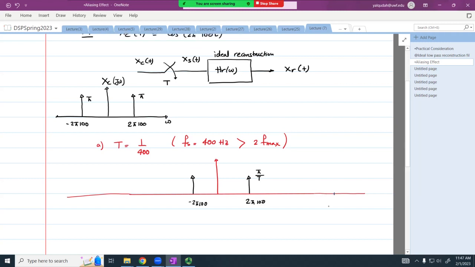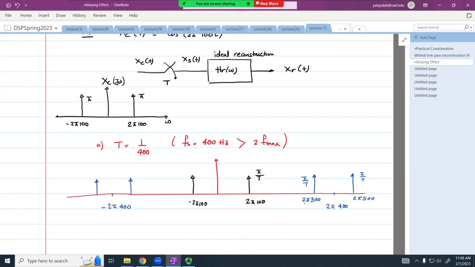Centered at 2 pi multiplied by 400, and then add 100 and subtract 100. So this is going to be pi over T, pi over T. Make sense? 2 pi multiplied by 400, and therefore this is 2 pi multiplied by 500 and 2 pi multiplied by 300. Does that make sense, everybody? That's what we see. This spectrum is going to repeat, and this is how it's going to look.